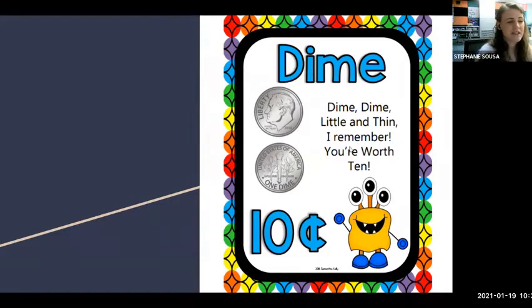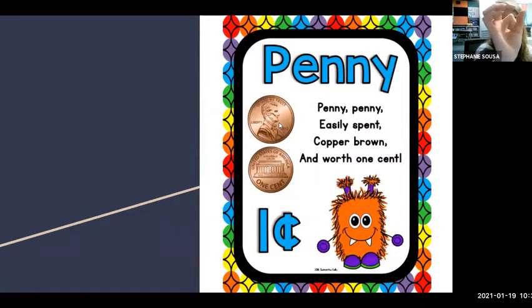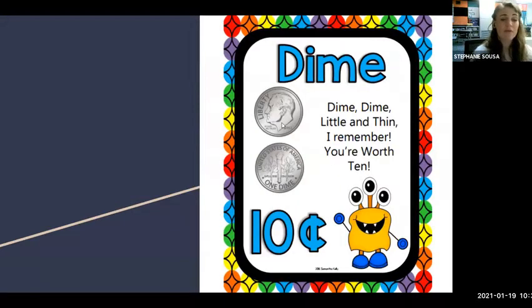All right, as you can see, that dime is little and thin. A lot of people think because it's the smallest coin that it has the smallest value. It does not. The penny is actually bigger in size than the dime, but the dime is greater in value. It is worth more, okay? Let's do it one more time.